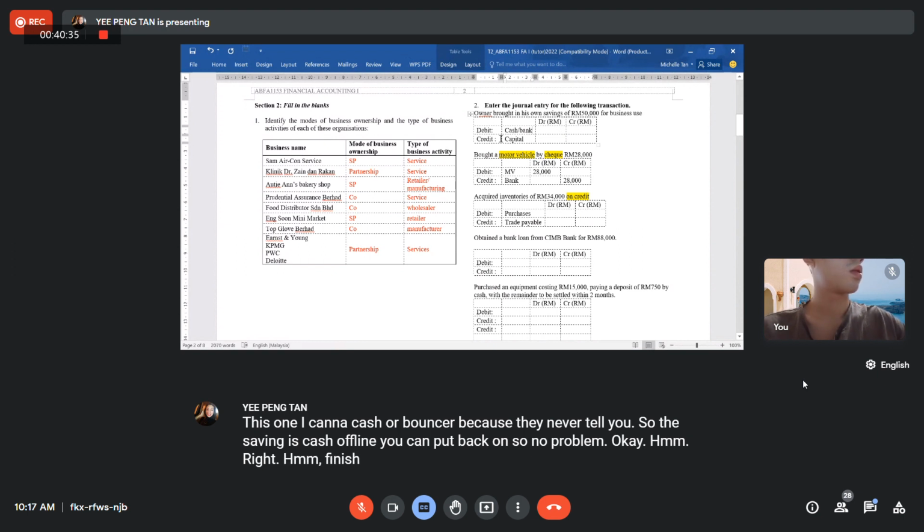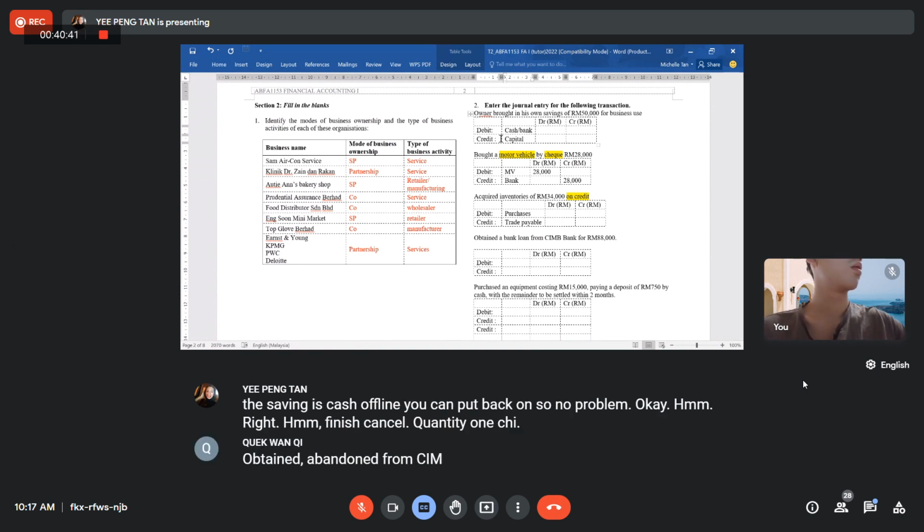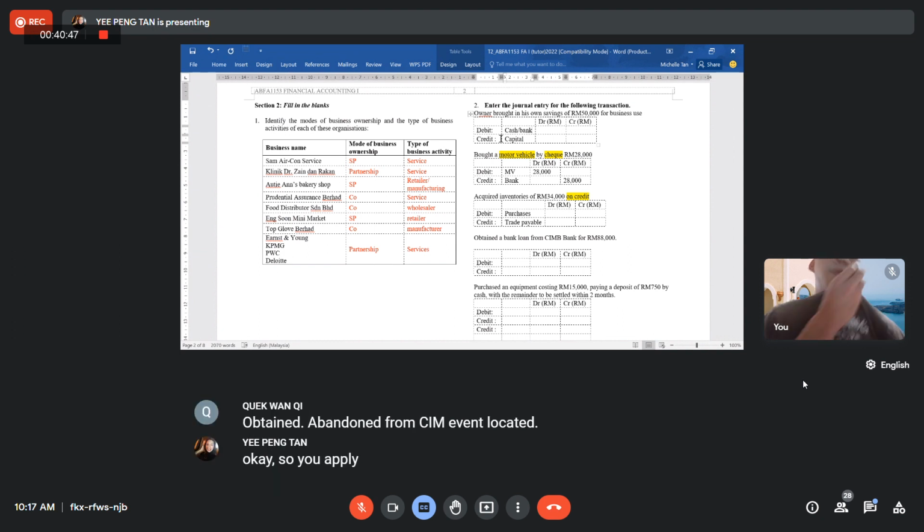Finish cash for Wan Chi. Obtain a bank loan from CIMB Bank for 88,000. Debit bank and credit bank loan. Okay, so you apply for a loan from a bank.